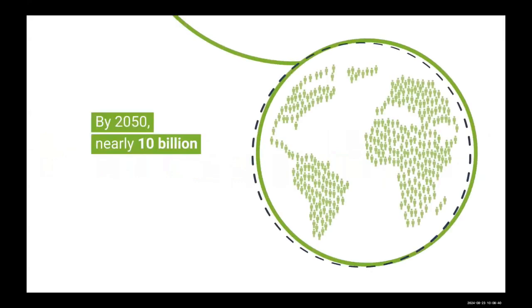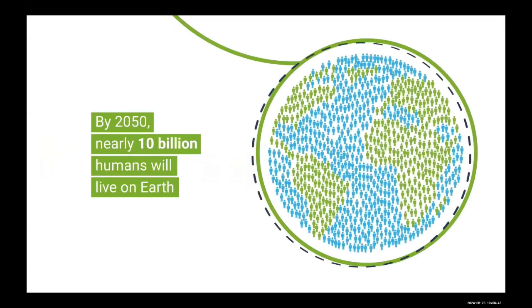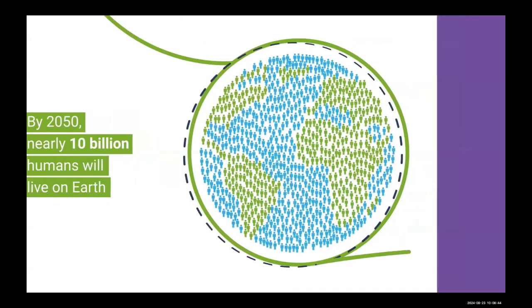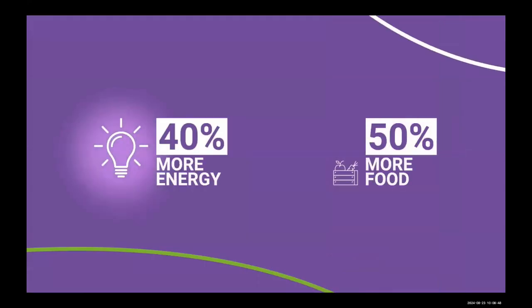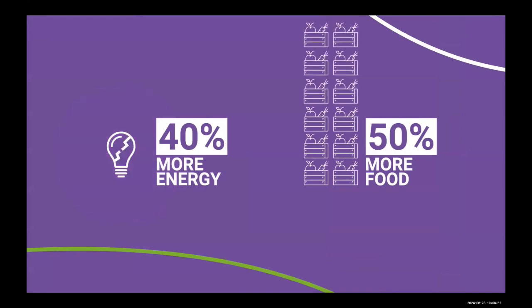By 2050, nearly 10 billion humans will live on Earth. They will consume 40% more energy and 50% more food. For the health and the wealth of our society, we need to move away from fossil fuels and live sustainably.